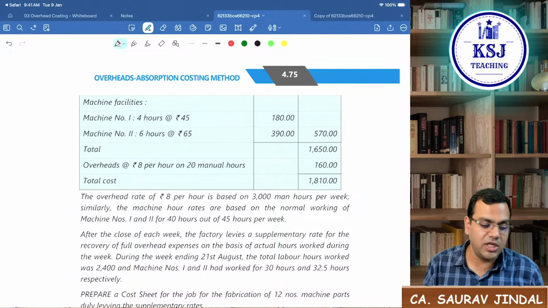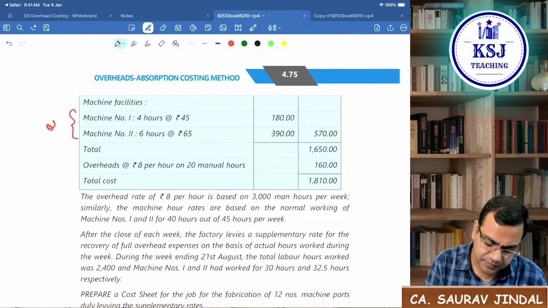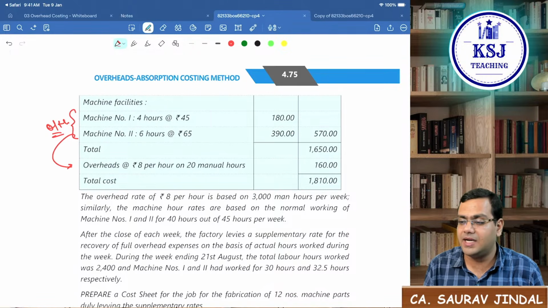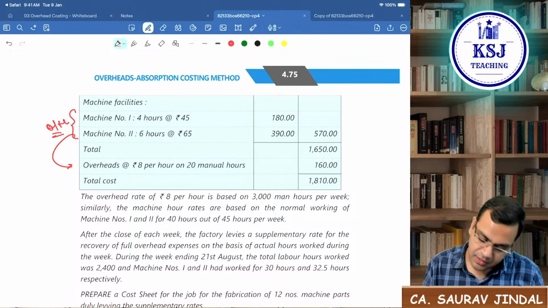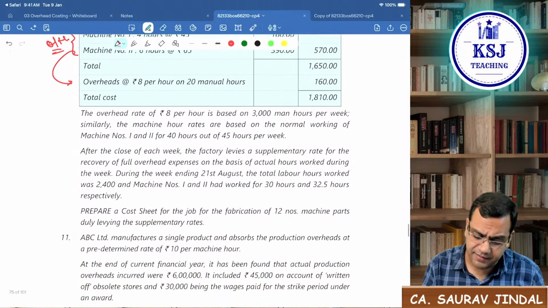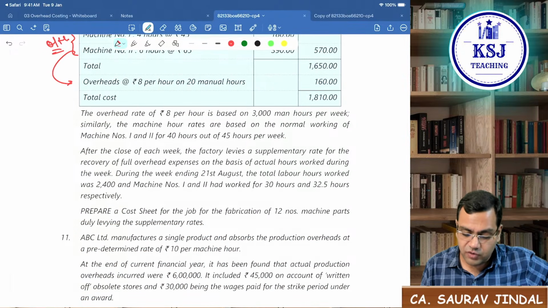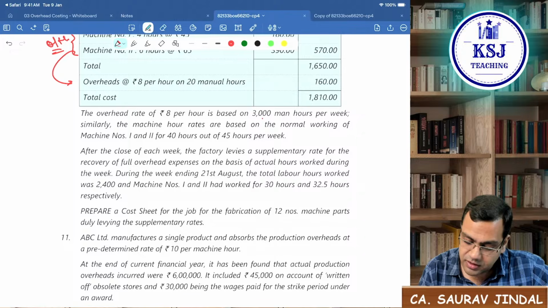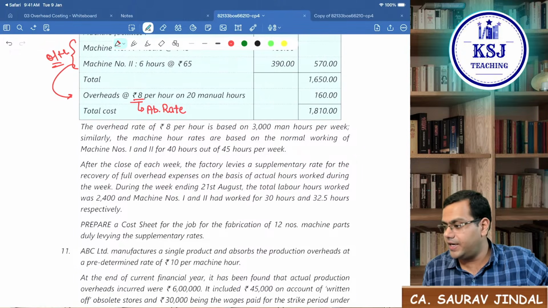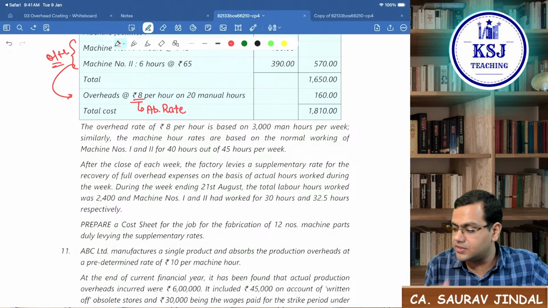Overheads beside the machine cost, this is also your overheads only. Right, besides this the other overheads are rupees 8 per hour on 20 manual labor hours. Total cost, right, for a particular job it is given. The overhead rate of rupees 8 per hour is based on this 8 rupees is what? Now this is your absorption rate. They say how you have calculated this absorption rate.